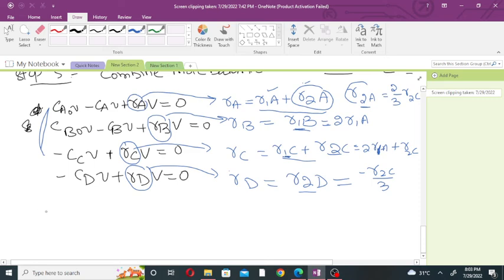RA is equal to R1A plus R2A, but R2A is equal to 2 divided by 3 R2C. Similarly, RB is equal to R1B, but R1B is equal to 2 R1A. RC is equal to R1C, but R1C is equal to 2 R1A and R2C.